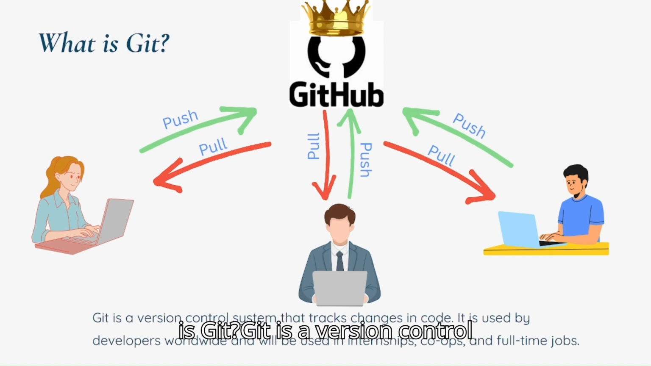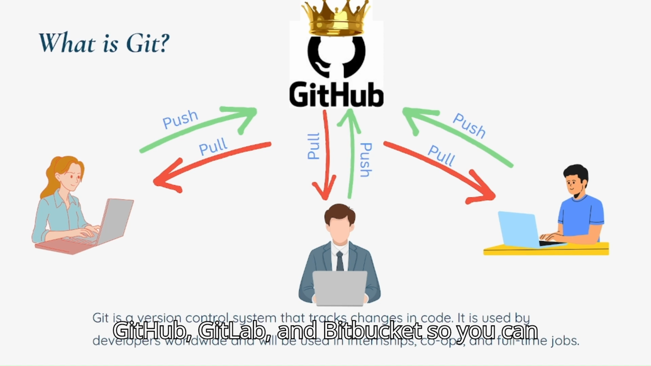What even is Git? Git is a version control system, basically a way to track changes in your code over time. It's like a time machine for developers. Whether you're working solo or in a group, Git lets you see what changed, who changed it, and when. Plus, it integrates with GitHub, GitLab, and Bitbucket, so you can share and collaborate easily.